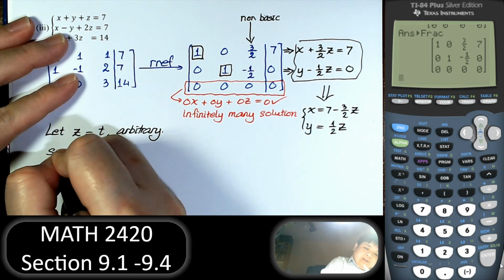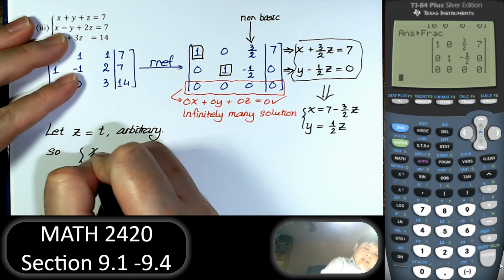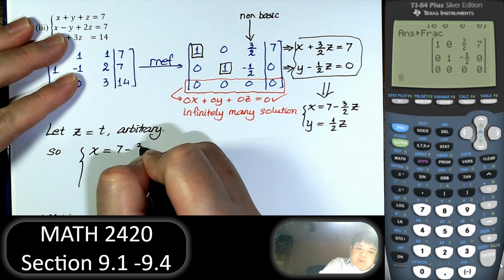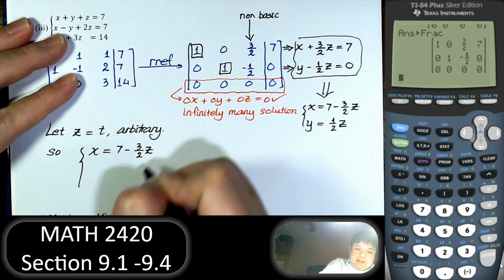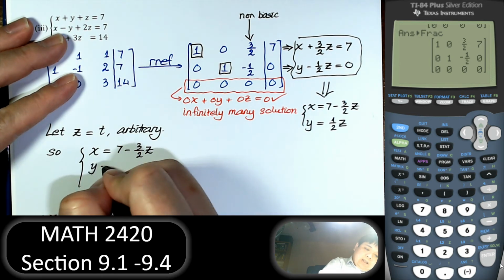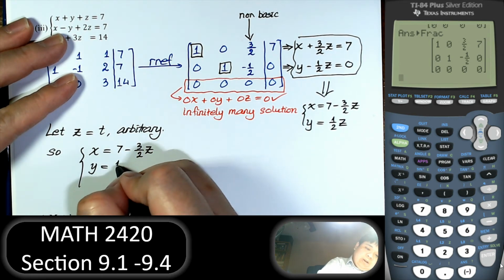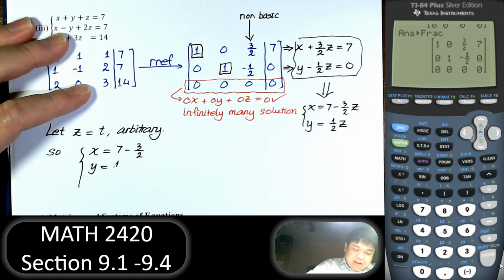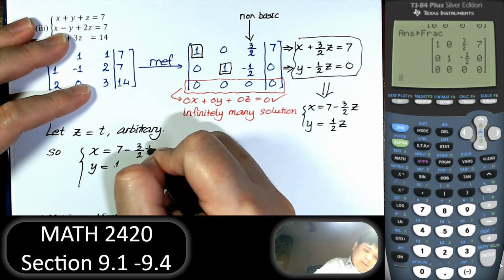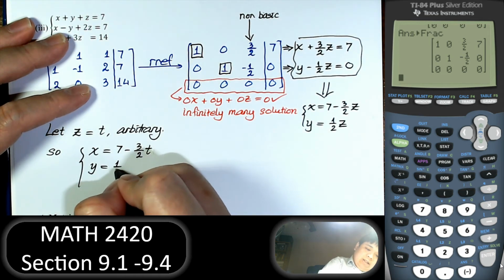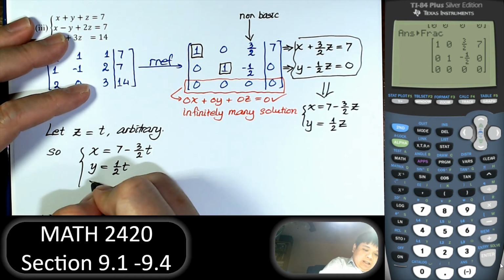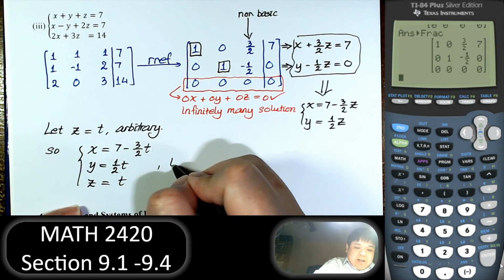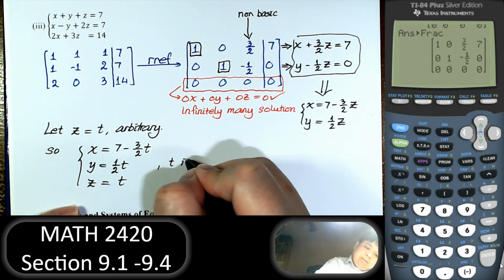So we can have the solution as x equal to 7 minus 3/2 z, y equal to, we use t because z is equal to t, y equal to 1/2 t, and z is equal to t. So the solution will be in this form where t can be any real number.